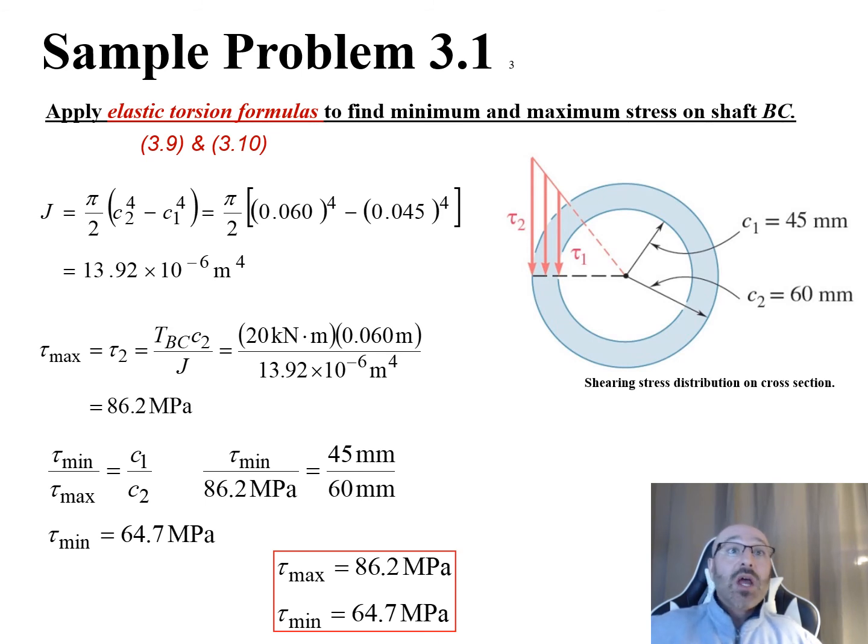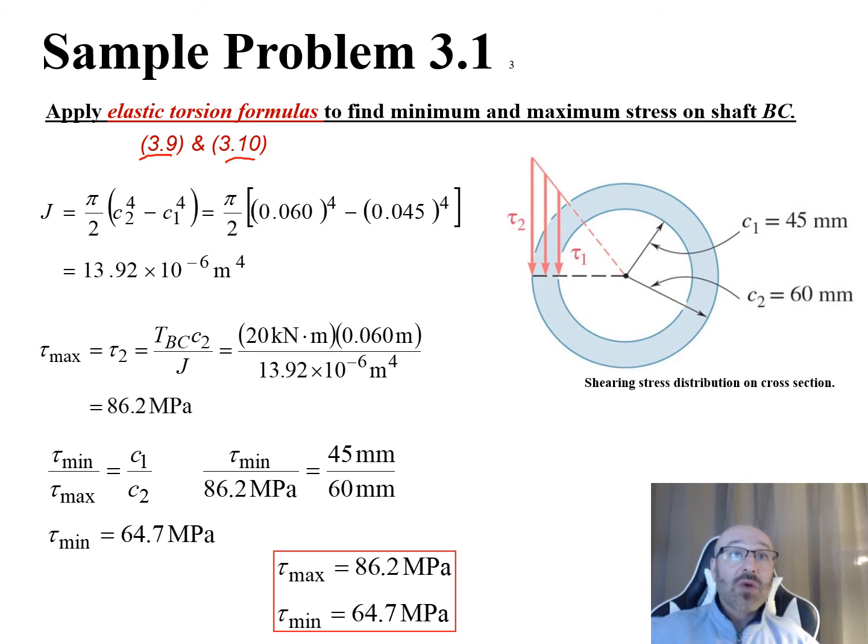What we're going to do is apply these elastic torsion formulas. So we go back to our procedure for analysis that we spoke of. Our next step is to apply these elastic torsion formulas, equations 3.9 and 3.10 from our textbook, in order to find the maximum and minimum stresses on the shaft BC. Now we also have to recall that shaft BC is hollow. So we have known values for shaft BC that we can plug in.